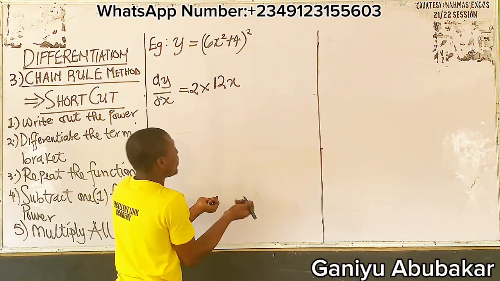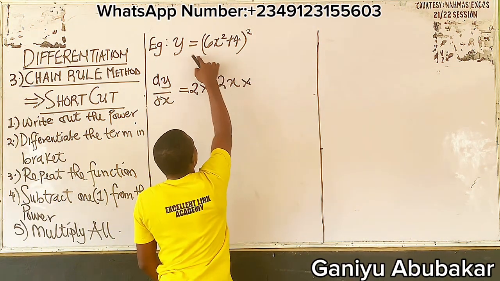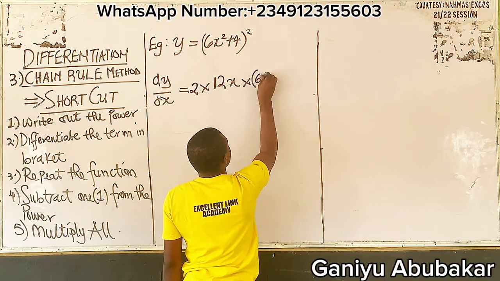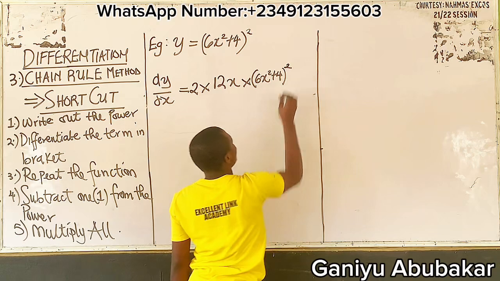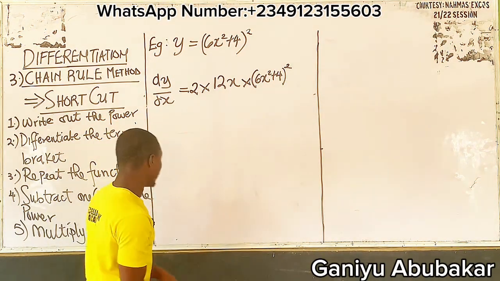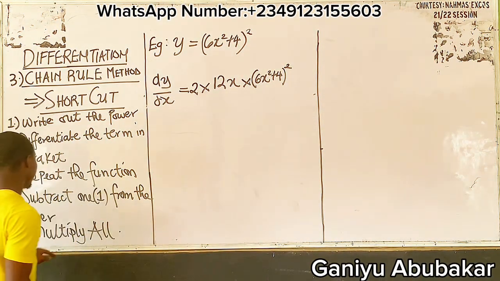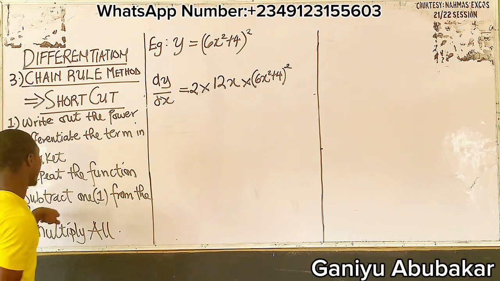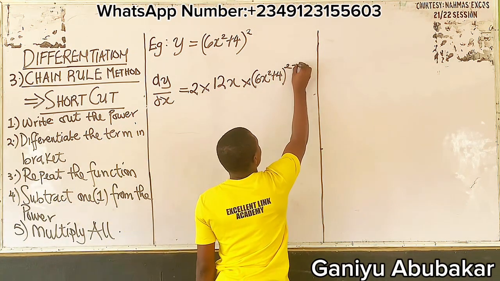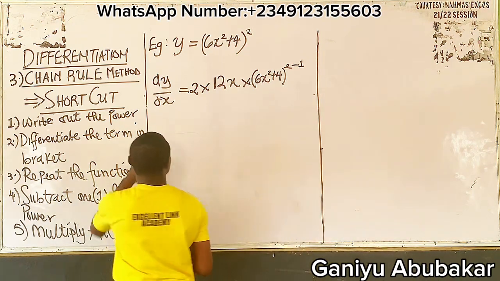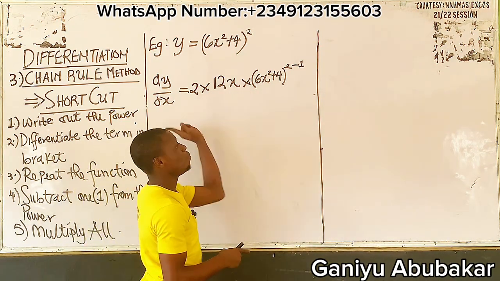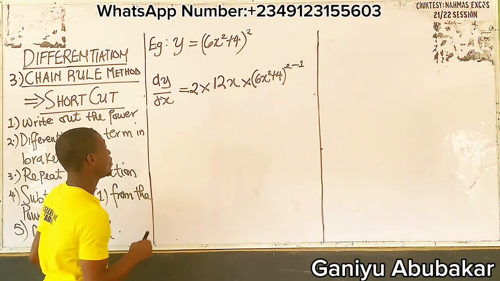Next, we said repeat the function. What's the function per se? Repeat the question. I'm seeing 6x squared plus 4. That's the question, that's the function. Repeat the function, I've done that. Finally, subtract 1 from the path. The path is 2, subtract 1 from it. And lastly, multiply all, as I have it here.